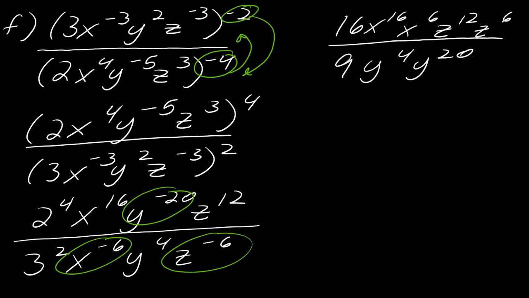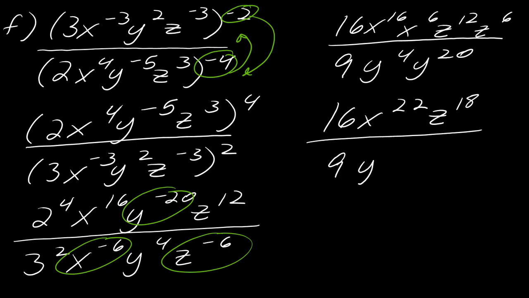So now that I've moved all the exponents where they belong, I can see I just used the product rule to finish this. So I'll add the x to the 16th and the x to the 6th. So that's 16x to the 22nd. The 12 and the 6 here, that will be z to the 18th. And then this will be y to the 24th. And so that'll do it for this one.